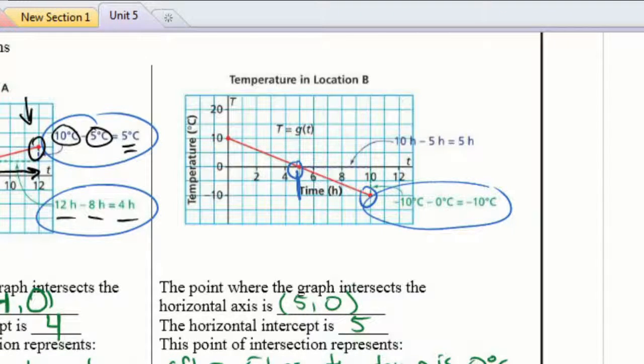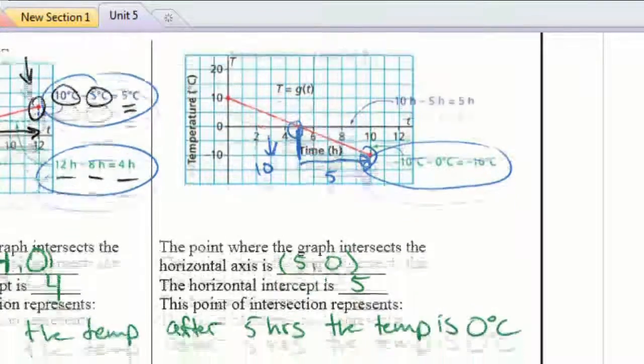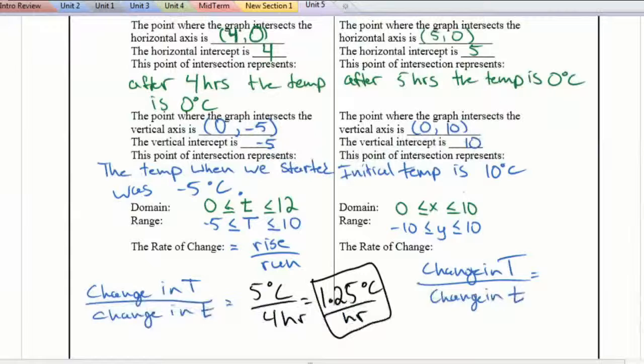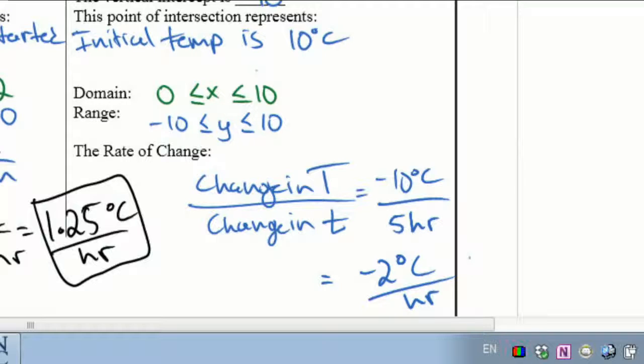So my rise is, I'm going down by 10. So going down by 10, and then my run is going across, and in this case, it took 5 hours to go down those 10 degrees. So the change in temperature is negative 10 degrees Celsius divided by a time of 5 hours. So what's happening is we're going down 2 degrees Celsius every hour. And that is our rate of change.